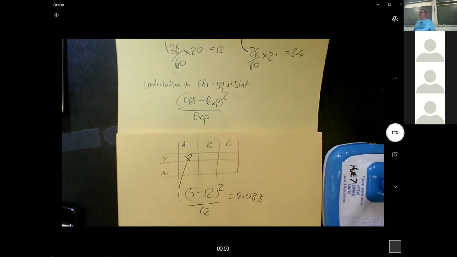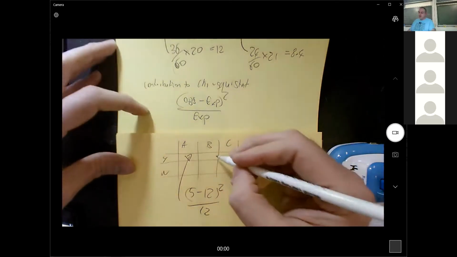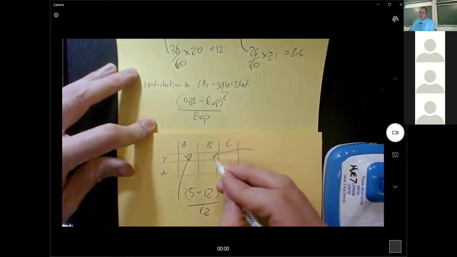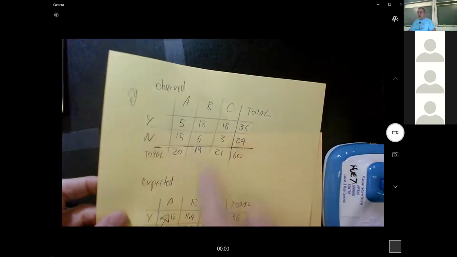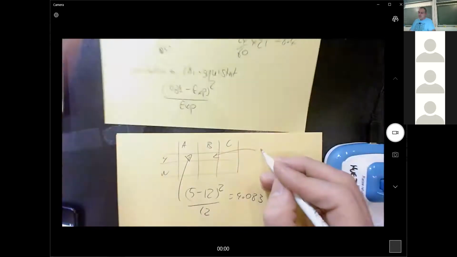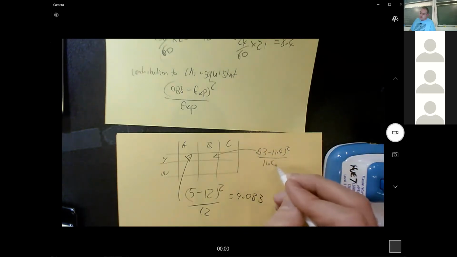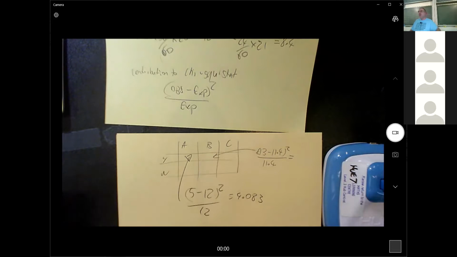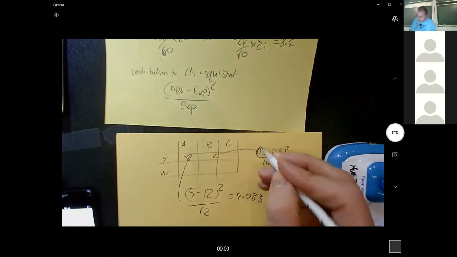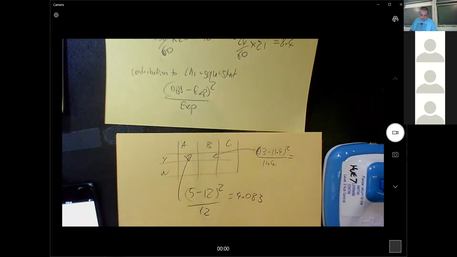That's what goes in that spot there. And then in this spot here, that one will be 13 minus 11.4, squared, divided by 11.4. Oh, sorry, 11.4 squared. And that's what will go in this spot. So you compare the 2 tables to each other. In every position, you find the matching 2 numbers, and you do this calculation. Well, the computer does it for us, but, you know, we know that it's there.